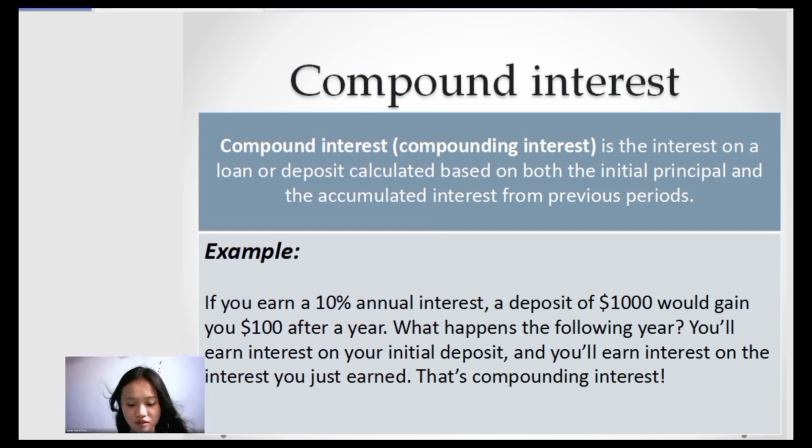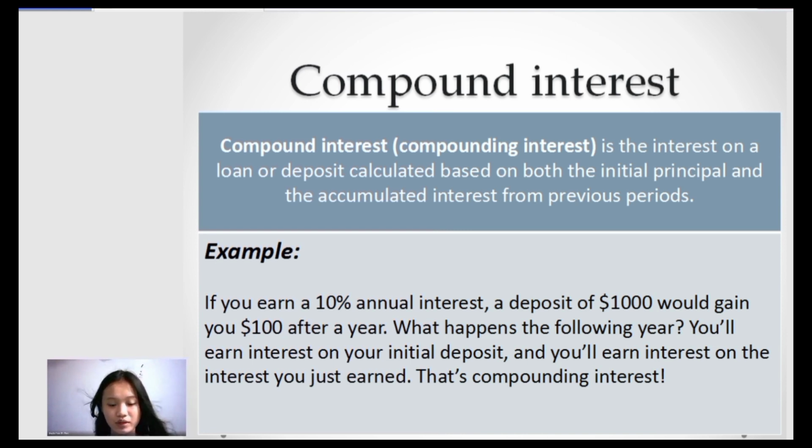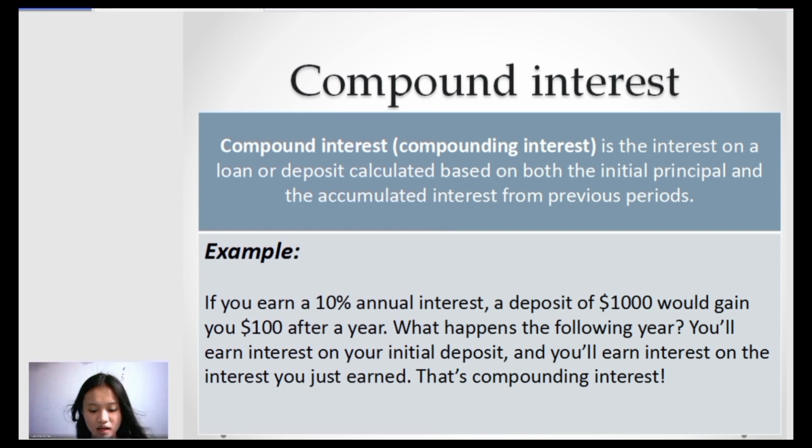So today I'm going to talk about compound interest. Compound interest is the interest on a loan or a deposit calculated based on both the initial principal and the accumulated interest from previous periods. Here is an example for us. If you earn 10% annual interest, a deposit of $1,000 would gain you $100 after a year. What happens the following year? You earn interest on your initial deposit, and you earn interest on the interest you just earned. So that's compounding interest.